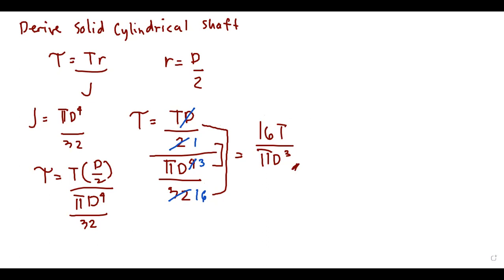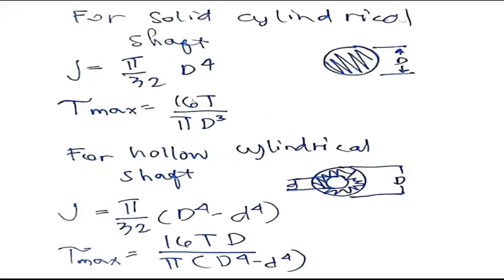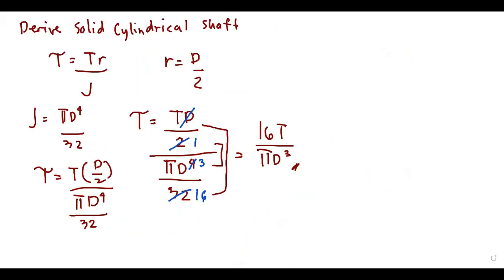Okay? So, ito yung, balik tayo doon sa advanced portion of screen. So, ayan. Ayan siya, diba? 16T over pi d cube. So, ganoon din yung idea nung pag-derive naman sa hollow, pero ipakita din natin para mas mag-gets ninyo. So, ayun siya, diba? So, box lang natin ito.